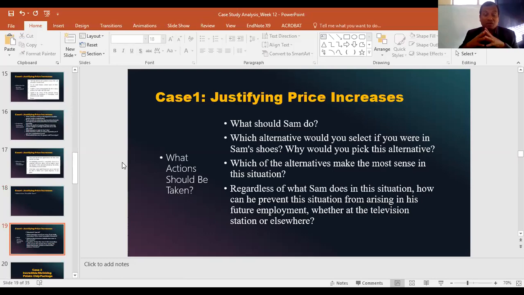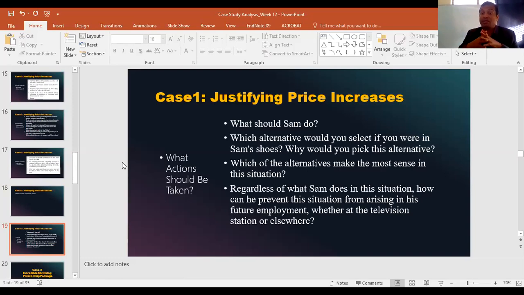So finally, what should SAM do? You have to come up with that one. Which alternative would you select if you were in the SAM's shoes? Why would you pick that alternative out of the five which we have listed? Which of the alternatives makes the most sense in this situation? I mean, you have to provide the arguments why you are selecting that alternative.